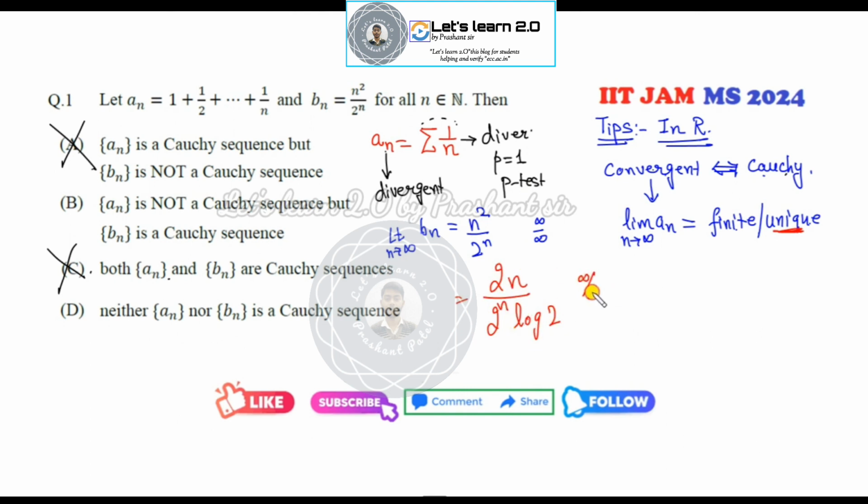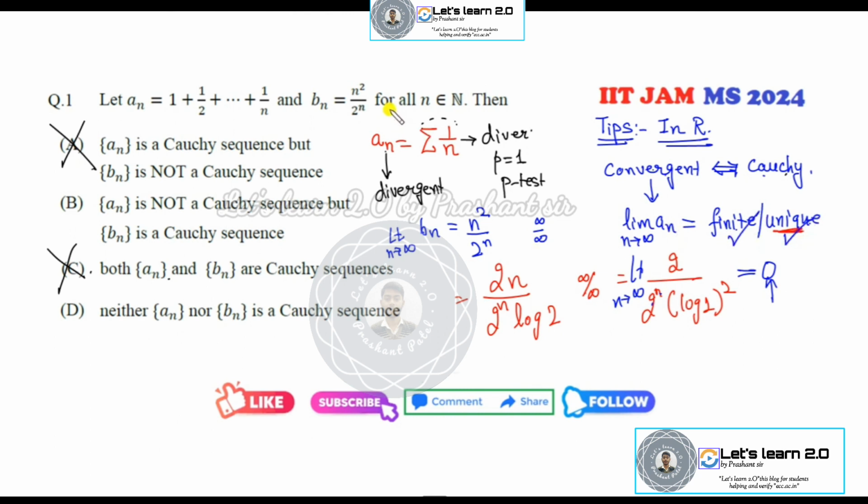Again it's an infinity by infinity form. Again I can apply L'Hopital's rule. So we get 2 over (2 raised to power n log 2) whole squared. Then I can take the limit as n approaches infinity. 2 raised to power infinity is infinity, so this is 0, which is finite and unique as well. So this is a convergent sequence, and once it's convergent, it implies it's a Cauchy sequence. So Bn is a Cauchy sequence, and An is not. That is the right answer of this problem.